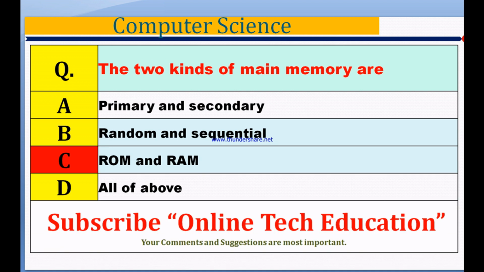The two kinds of main memory are primary and secondary memory, random and sequential memory, ROM and RAM, all of the above. ROM and RAM are two kinds of main memory. C option.